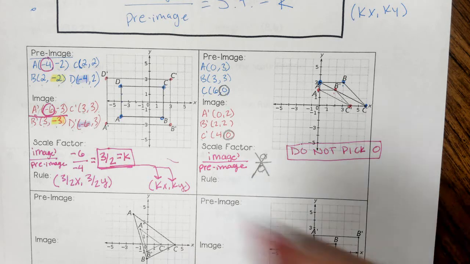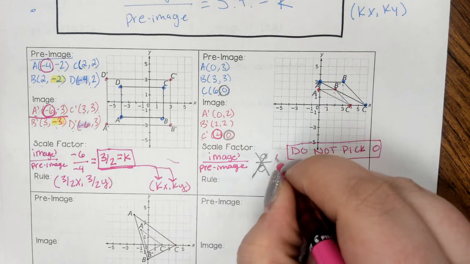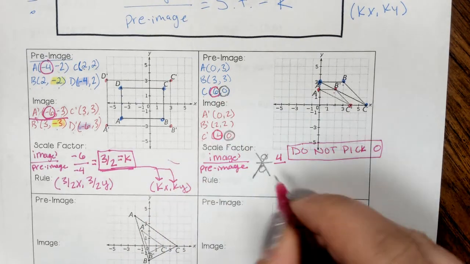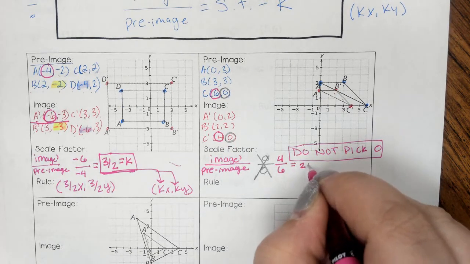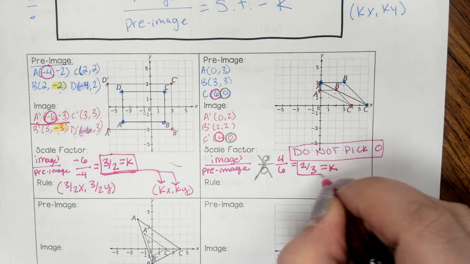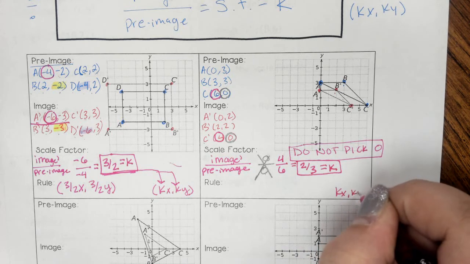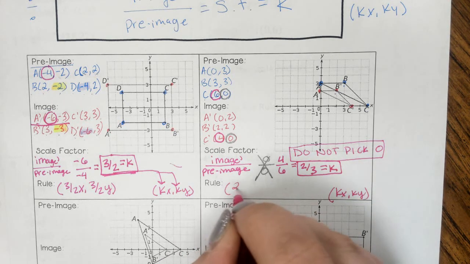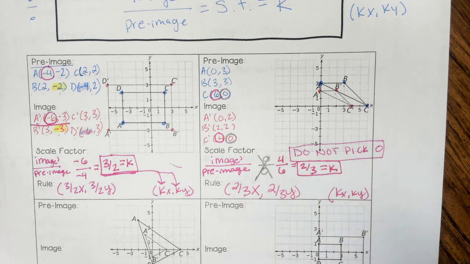So I'm going to have to change my number. Maybe I'll pick the 4 from C prime. If I pick the 4 from C prime, 4 goes in the numerator. C's x value is 6, so 6 is in the denominator. And 4 divided by 6 is the same as 2/3. 2/3 is k then. My scale factor is 2/3. To write the rule, kx, ky, we just replace k with 2/3. 2/3 times x, 2/3 times y is the new image ordered pair.